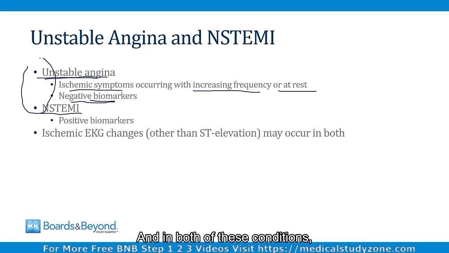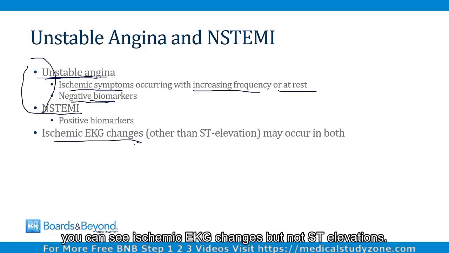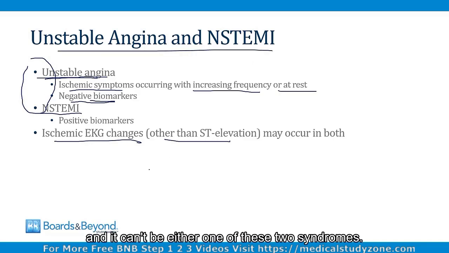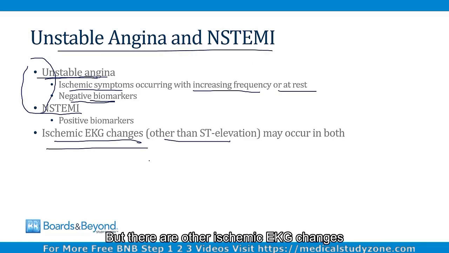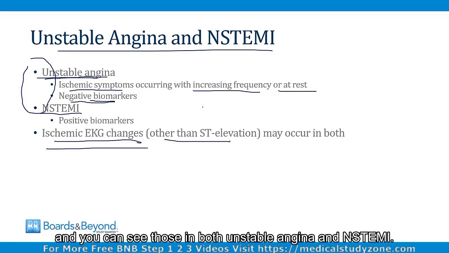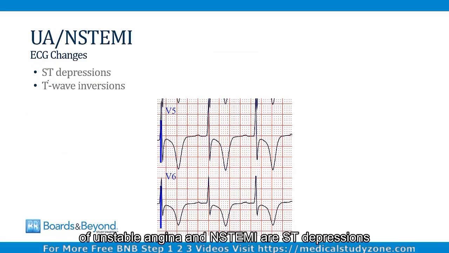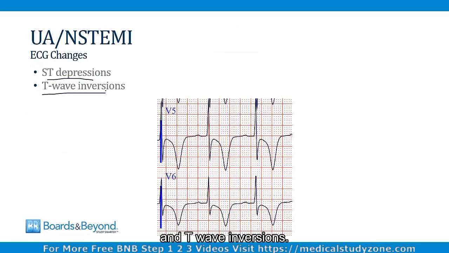And in both of these conditions, you can see ischemic EKG changes, but not ST elevations. If there are ST elevations present, then it's a STEMI, and it can't be either one of these two syndromes. But there are other ischemic EKG changes besides ST elevation, and you can see those in both unstable angina and NSTEMI. So the EKG changes that are typical of unstable angina and NSTEMI are ST depressions and T-wave inversions.